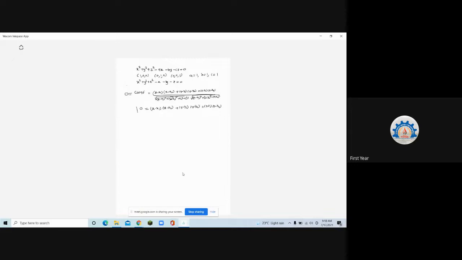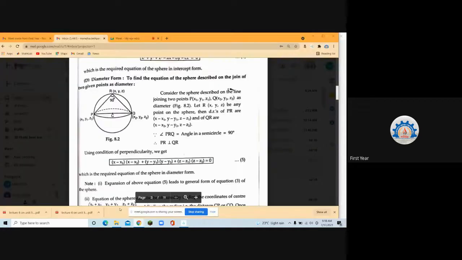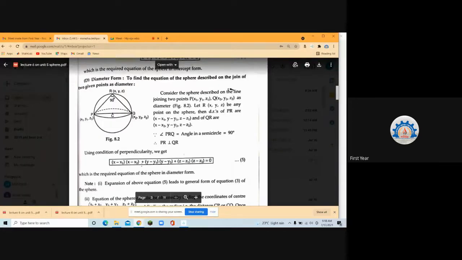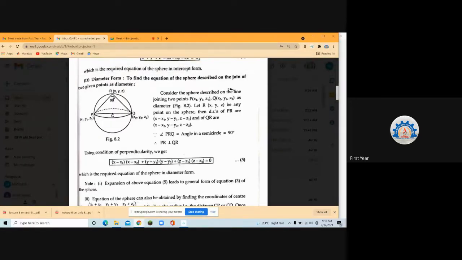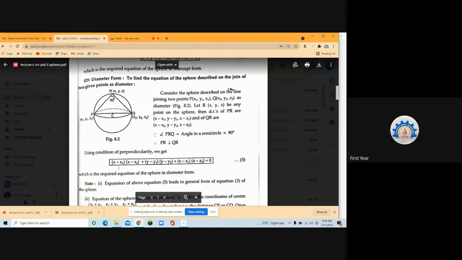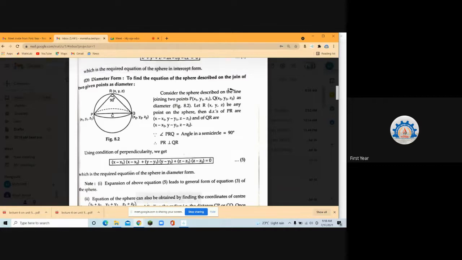So this is the equation of sphere in diameter form. Can you see that? X minus x1 into x minus x2 plus y minus y1 into y minus y2 plus z minus z1 into z minus z2 is equal to 0 is the equation of sphere in the diameter form. Clear? Everyone, please reply. Ma'am, can you hear me? Yes, ma'am. Okay.